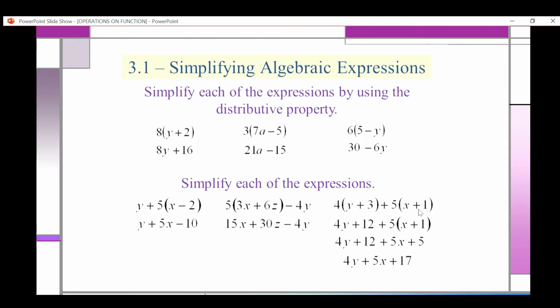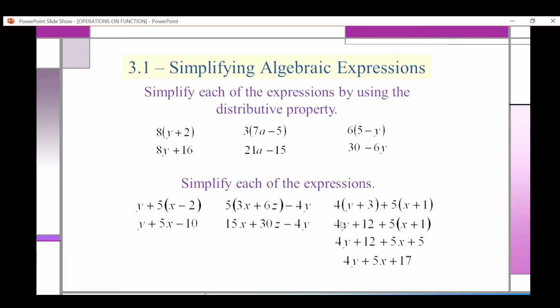So, same thing din dito. Pag marami na ganito class, huwag kayong matatakot kasi simple lang naman din yun yung gagawin natin. So, follow lang natin kung ano yung rule na dapat nating gamitin. Dito, 4 times y, that's 4y. 4 times 3, that's 12. Then, 5 times x is 5x. Then, 5 times 1, that's 5.